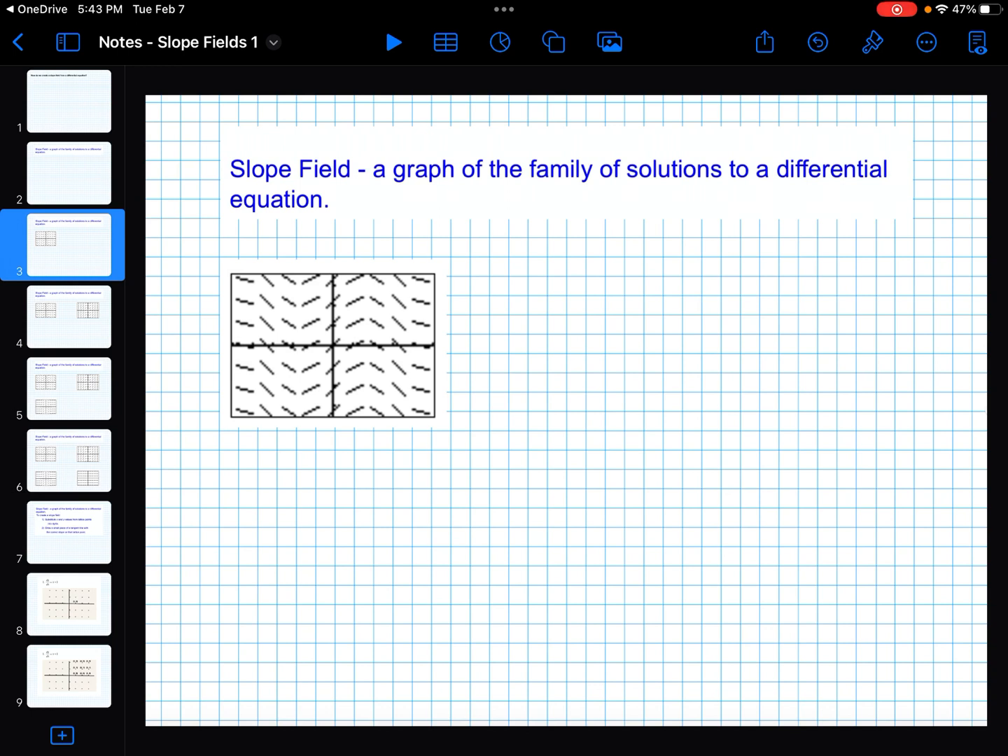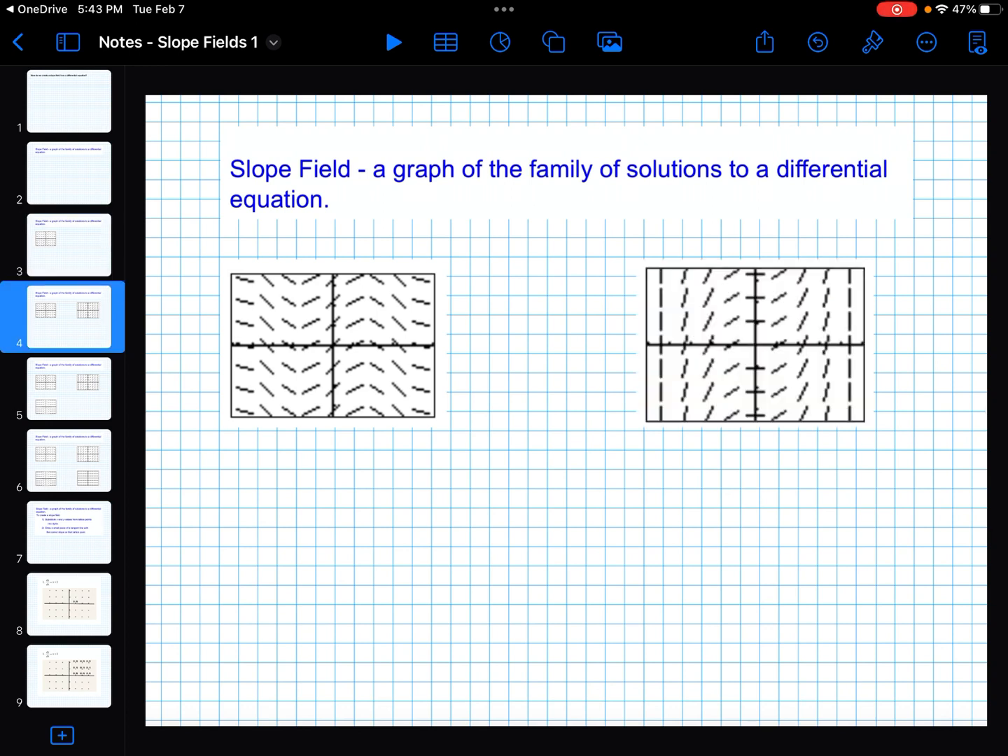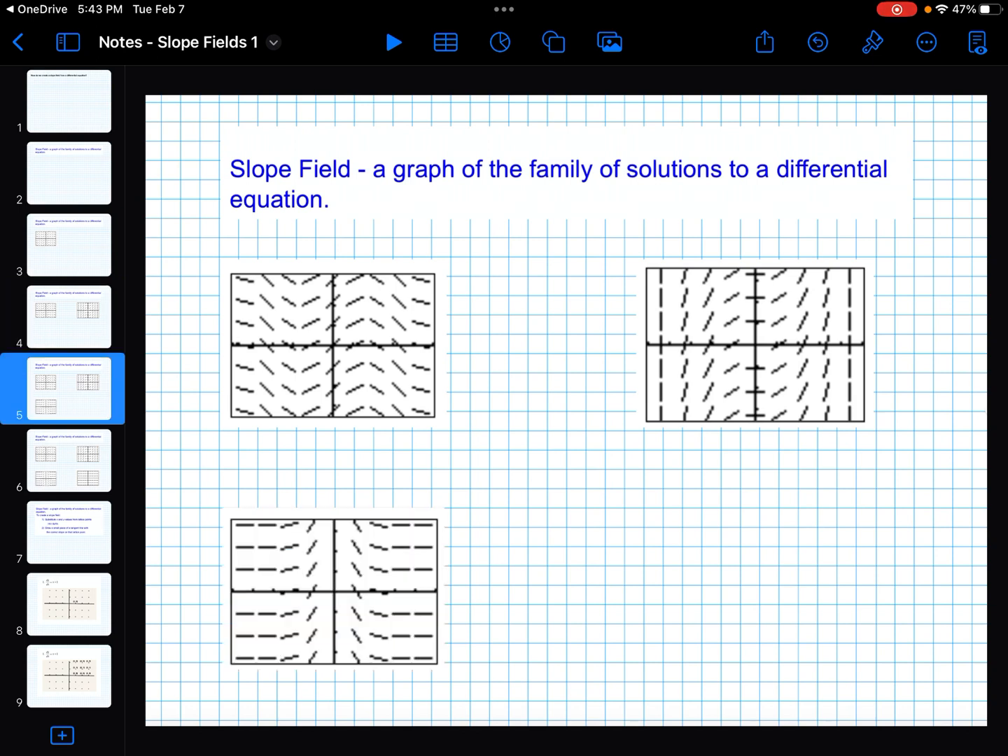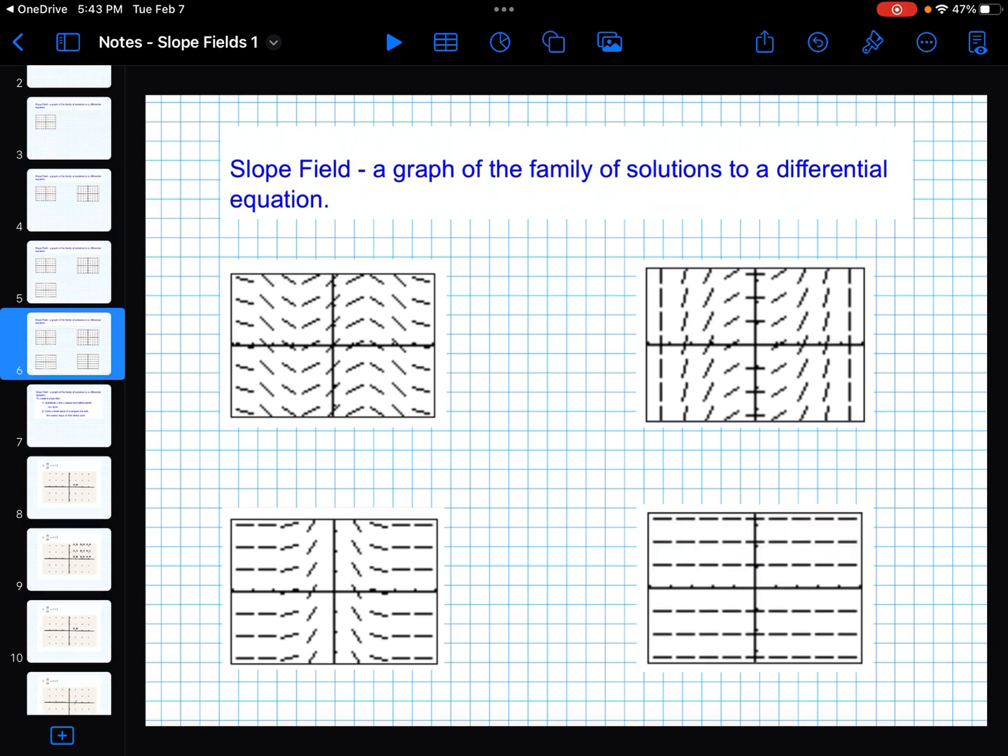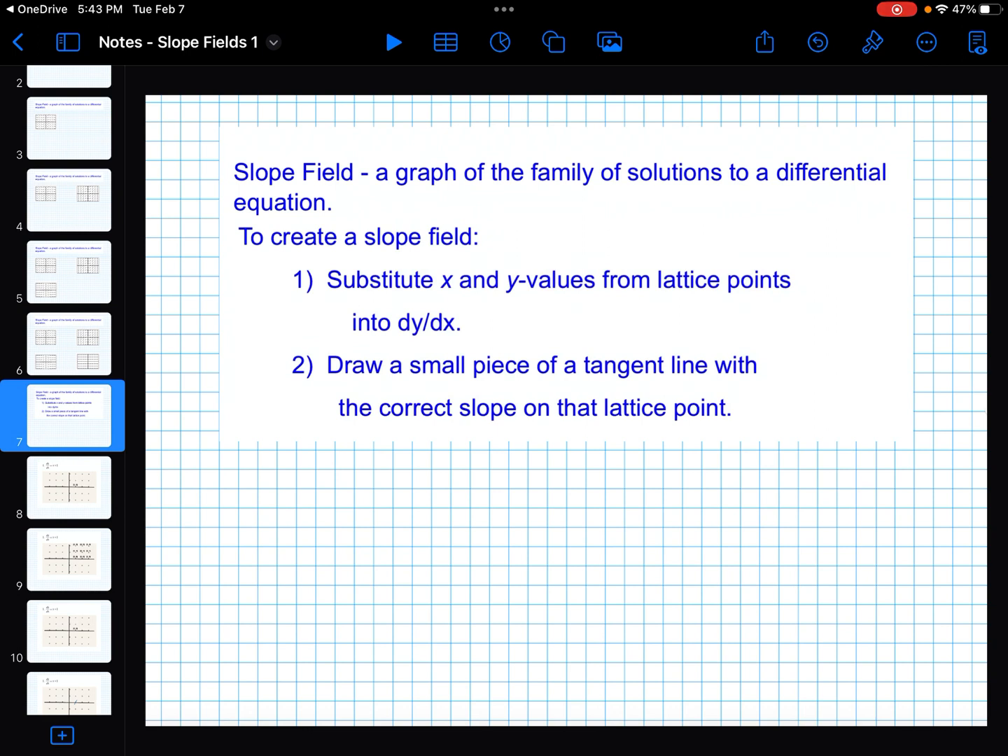This would be a slope field for a sine graph, y equals sine of x. Here's another one. This would potentially be an odd degree polynomial function with a positive leading coefficient. All right? Here, something that has a vertical asymptote at x equals 0. This would be a constant solution. All right? So to create one, it's fairly easy.